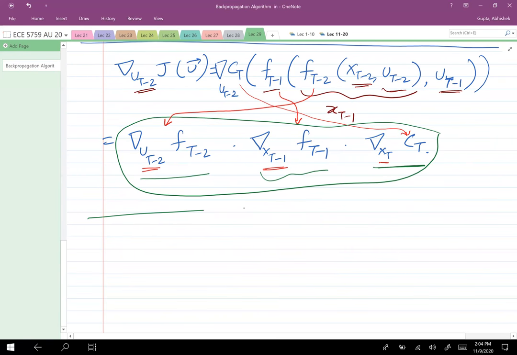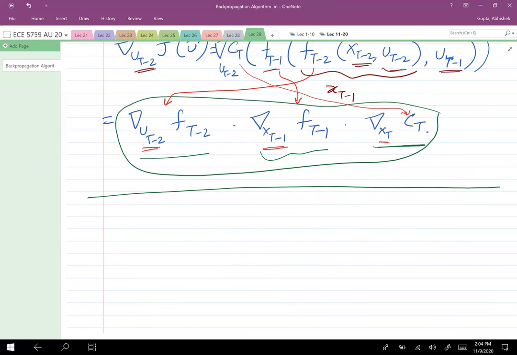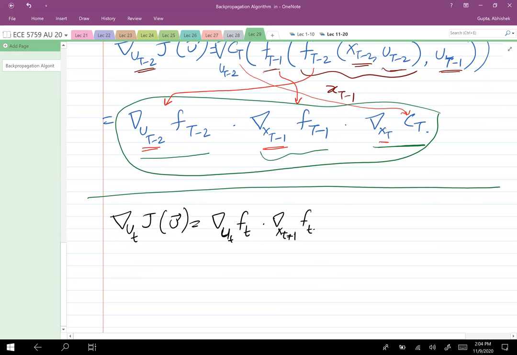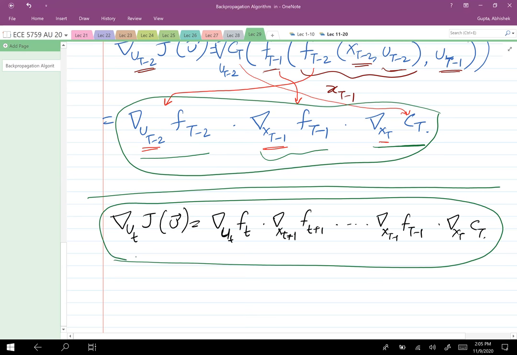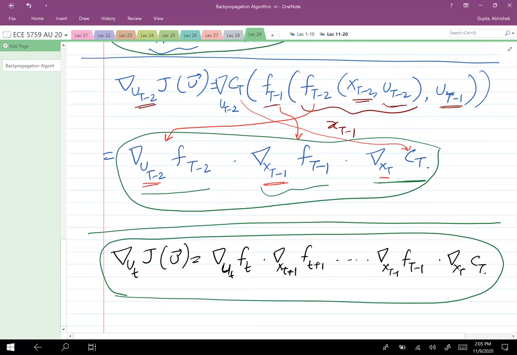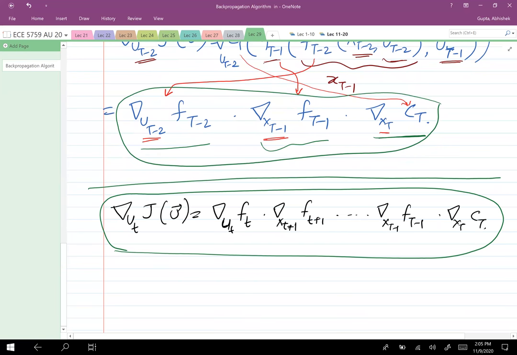Okay, so this gives me the approach to calculate gradient of Ut of J, which would be given by gradient of Ut of Ft times gradient of Xt plus 1, Ft plus 1, and so on. Okay, this is the expression for the gradient that you are going to get at time t. That's the pattern that we are seeing in the first two equations. And in fact, this is actually correct because you can prove this by induction.